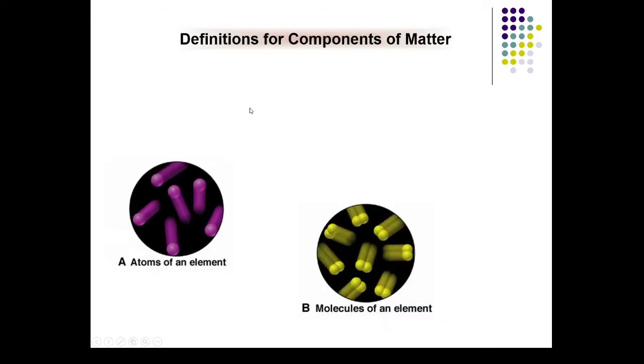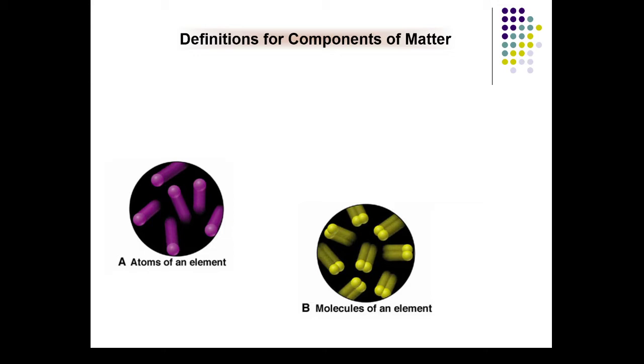So let's talk about matter. Remember, matter is anything that has mass and takes up space, so mass and volume. And that's what chemists are studying. So we'll start with the simplest type of matter that has unique chemical and physical properties, and that's an element. An element is made up of one type of atom. It could be a single individual atom, or it could be molecules of an element.